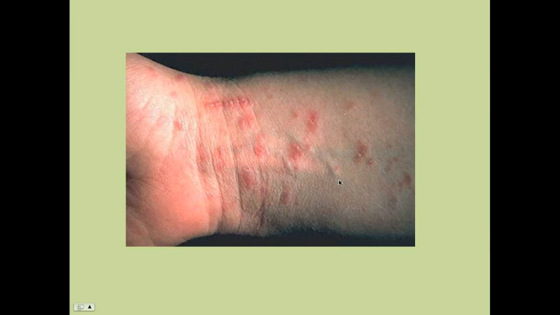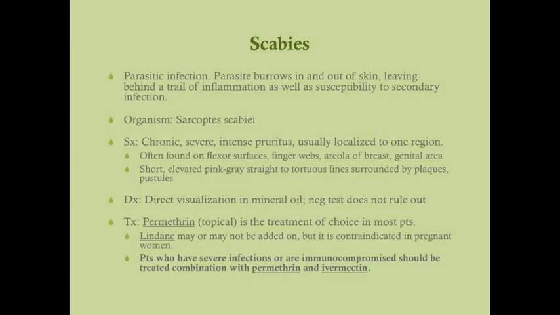It leaves behind a trail of inflammation, mast cell response, as well as a susceptibility to secondary infection. The organism here is Sarcoptes scabiei, and the symptoms are going to be chronic, severe, intense pruritus. Why? Because you have an inflammatory response. You have mast cells releasing histamine. That's going to cause severe itching. And it's going to be chronic because this isn't something that's going to respond to an antihistamine. It's not going to respond to anything but the treatment that's used to get rid of scabies.